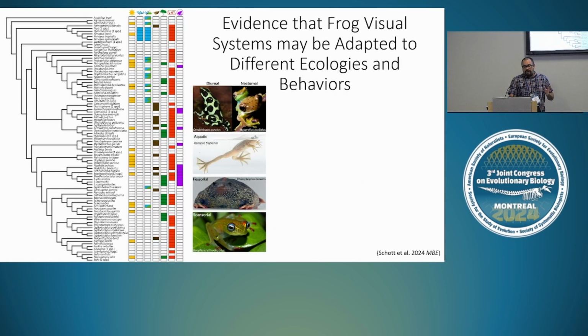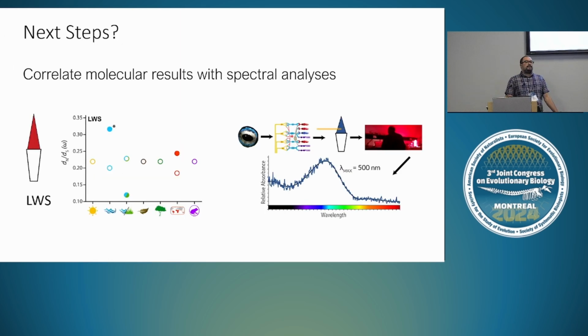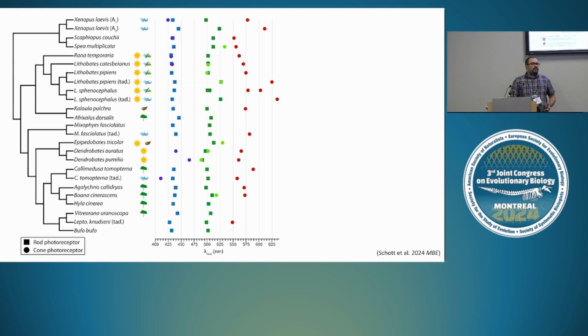Now, overall, we conclude from this that we have at least some preliminary evidence for molecular visual adaptation in frogs based on their different ecologies and behaviors. But what are some of the next steps we'd like to take? We'd like to correlate these molecular results with spectral analyses where we actually measure the absorption of visual pigments. Now, we've done this for a small subset of our sample.